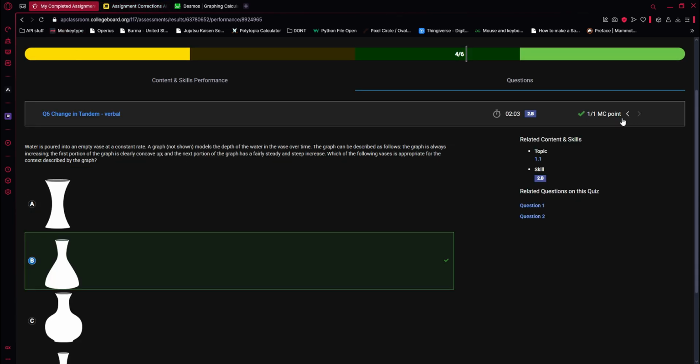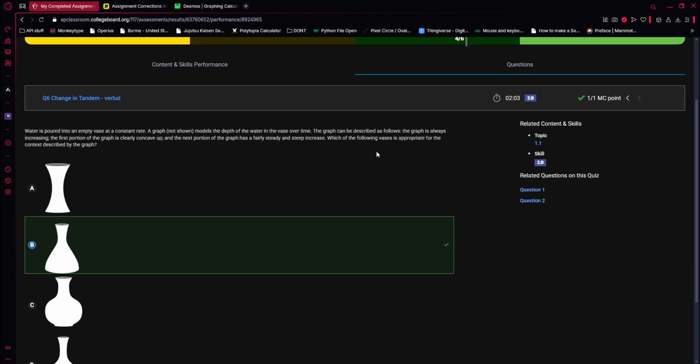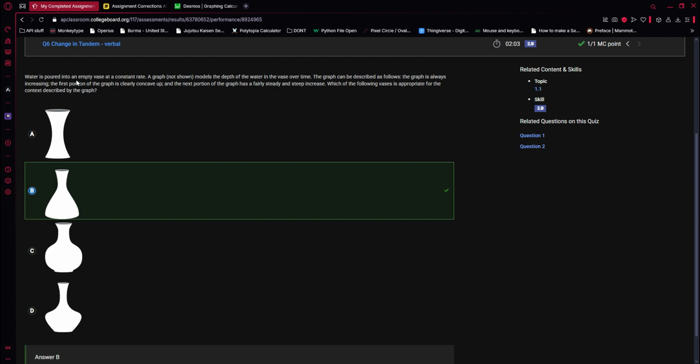So this is the last one, and this one was kind of a head scratcher. Water is poured into an empty vase at a constant rate. A graph models the depth of the water in the vase over time. The graph can be described as follows. The graph is always increasing. The first portion of the graph is clearly concave up. The next portion of the graph has a fairly steady and steep increase. Which of the following vases is appropriate for the context described by the graph?